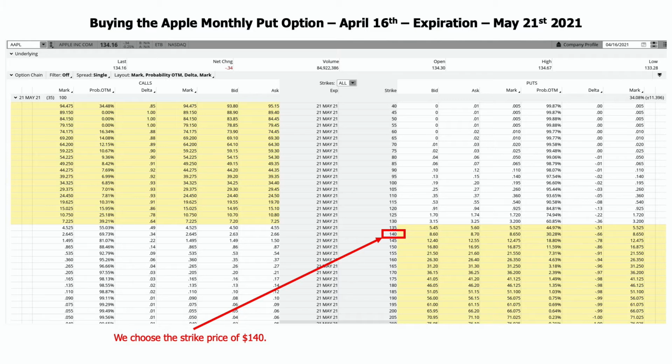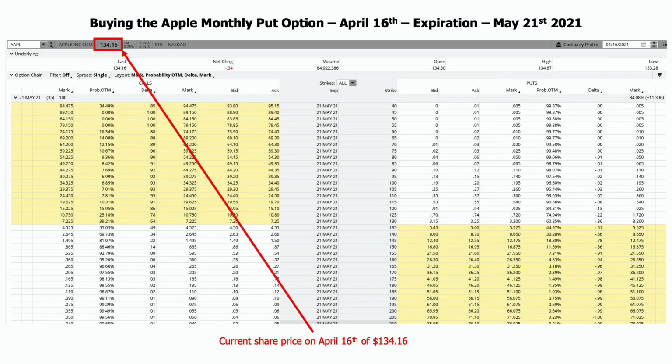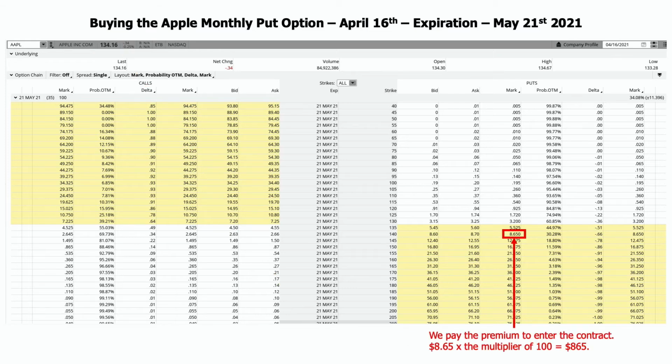And the current share price is trading at $134.16. So remember, with this put option, this gives us the right but not the obligation to sell shares for $140 anytime before the expiration date on May the 21st. Then we go across and look at the premium. So to enter into this contract is going to be $8.65 per share.